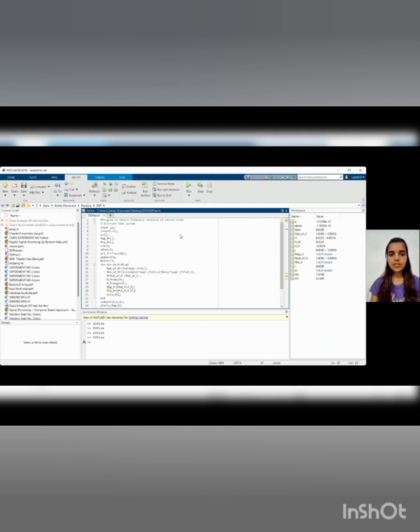This is the code for frequency response of second order discrete time system. Output of frequency response of second order system is like this. First graph describes the magnitude of transfer function, and second graph describes the phase of transfer function. As we define, the x label is omega in radians and y label is magnitude of h j omega. Similarly, here is the phase of transfer function. Thank you.